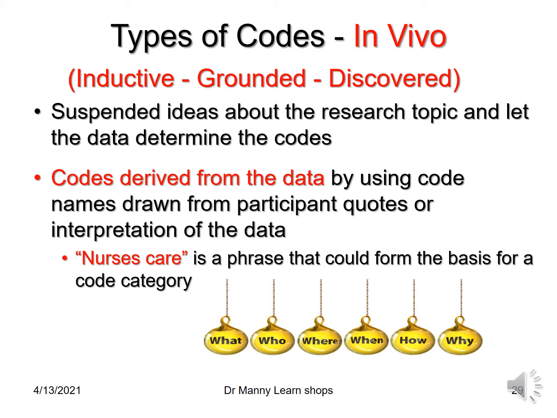of the data. So for example, if the research participant constantly uses the term nursing care, then this can become a category that's based on the phrase that was used by the participant, which makes it unique. In vivo codes are grounded from the data. It's new.